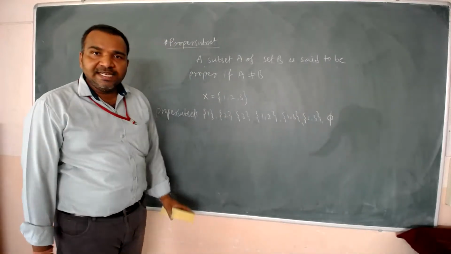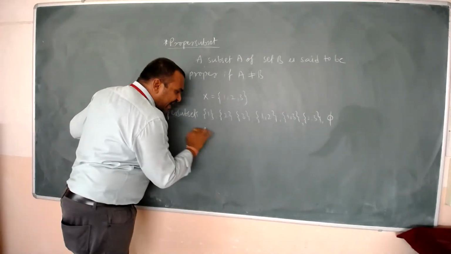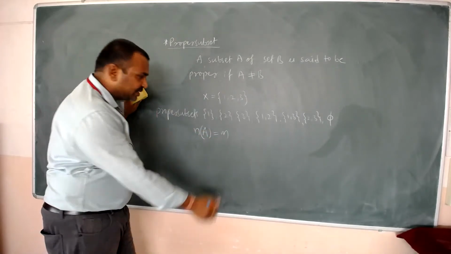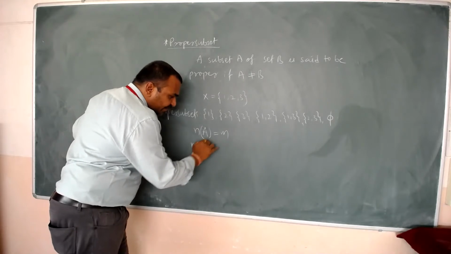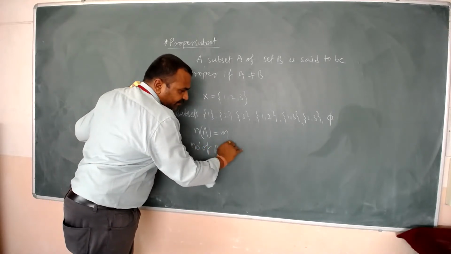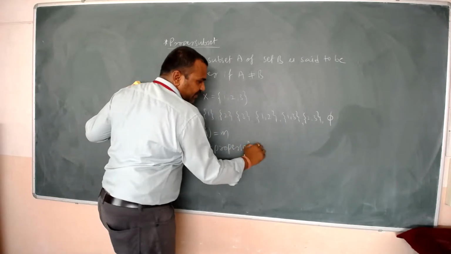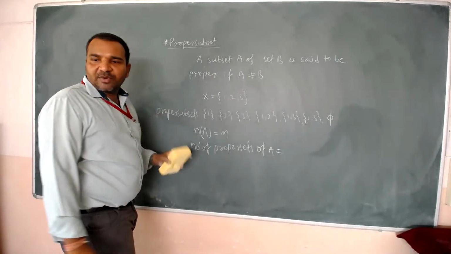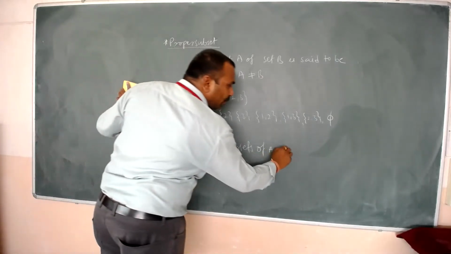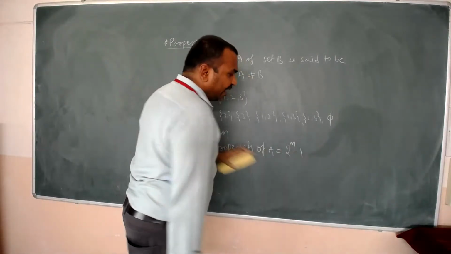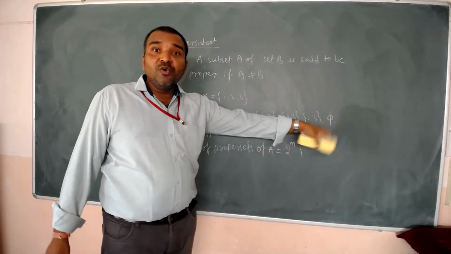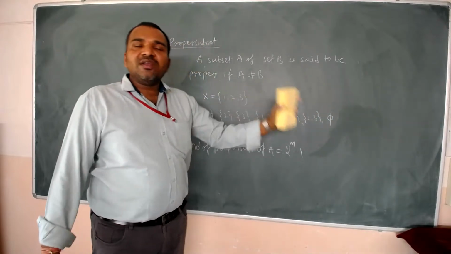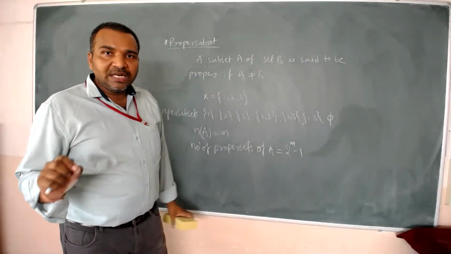Now we can guess easily, if A has m elements, then the number of proper subsets of capital A is, you can guess easily, 2 power m minus 1. Why is it minus 1? Because we are removing itself. Itself is also a subset, except that subset, all remaining subsets are proper subsets.